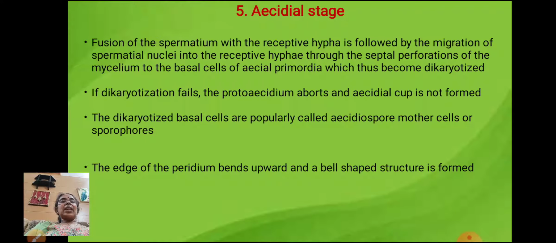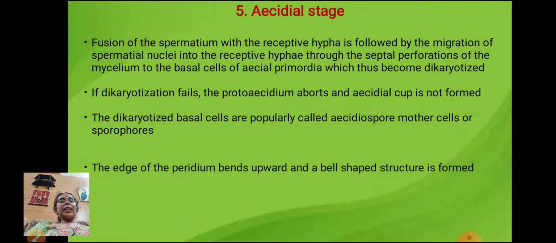So, the next stage, the last stage, is the Aecidial stage. Fusion of the spermatium with the receptive hypha is followed by the migration of the spermatial nuclei into the receptive hypha through the septal perforations of the mycelium to the basal cells of the Aecidial primordia, which thus become dikaryotized. If there is no dikaryotization, the protoaecidium aborts and the Aecidial cup is not formed. The dikaryotized basal cells are commonly known as aeciospore mother cells or sporophores.